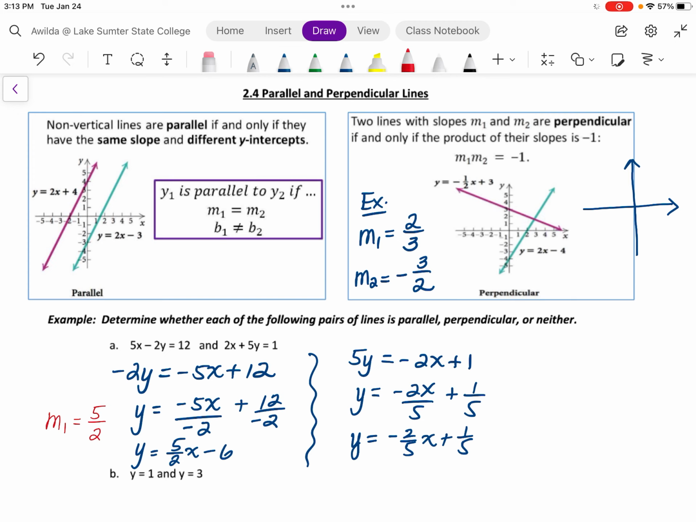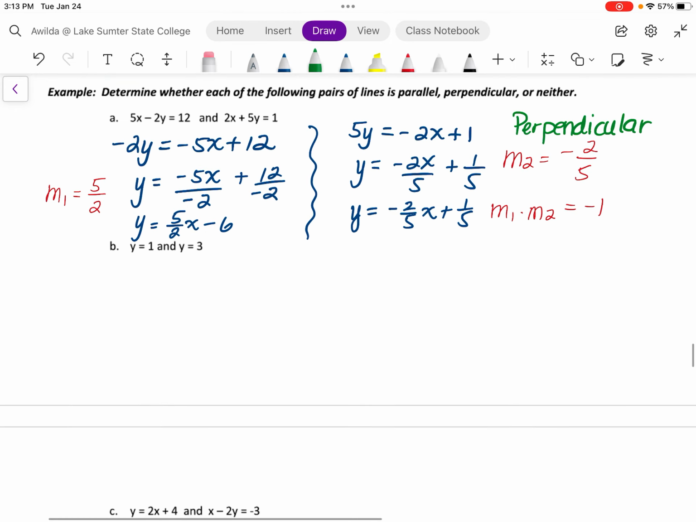Notice that in this case, the slope of the second line is -2/5. Because the slopes are opposite reciprocals of one another, we will find that multiplying the two slopes will indeed equal -1. Therefore, these two lines happen to be perpendicular. Good. Let's move on to the next example.